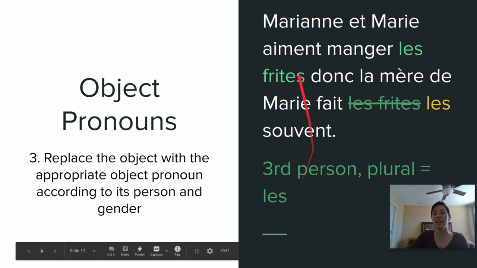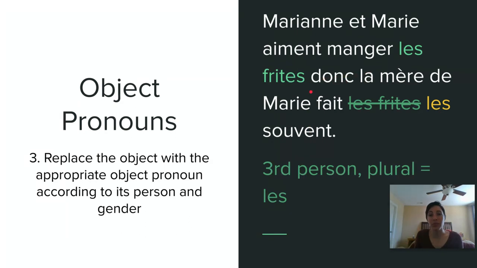So you see in the first part of the sentence, we just leave it be simply because we have to mention whatever the thing is first before we can use an object pronoun. So we have les frites as the repeated object in the second half, and we can replace that with les.